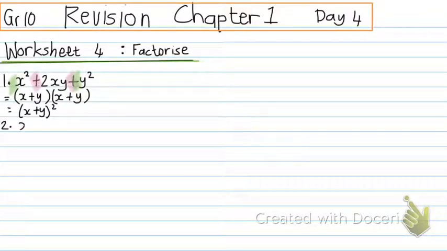Number 2, x squared minus 10x plus 24. This is also a trinomial. So the last sign says that the brackets are going to have the same sign. Which sign? A negative. So it's going to be bracket negative, bracket negative. Right. Now I need to find the factors of 24 that I can add to get 10.